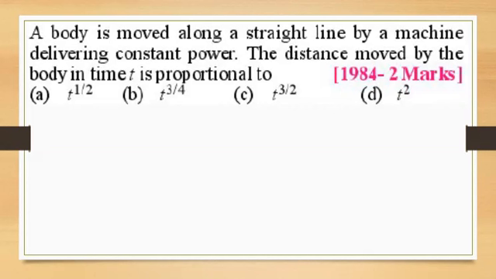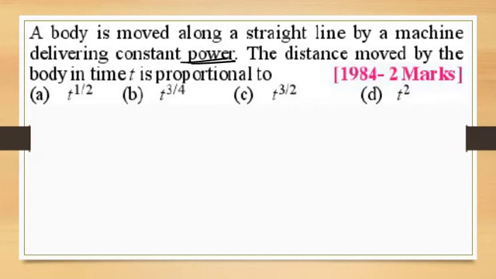Well, the question is: a body is moved along a straight line by a machine delivering constant power. The distance moved by the body in time t is proportional to... Out of the 4 options, we need to find out the correct option. And it is a previous year question, 1984.